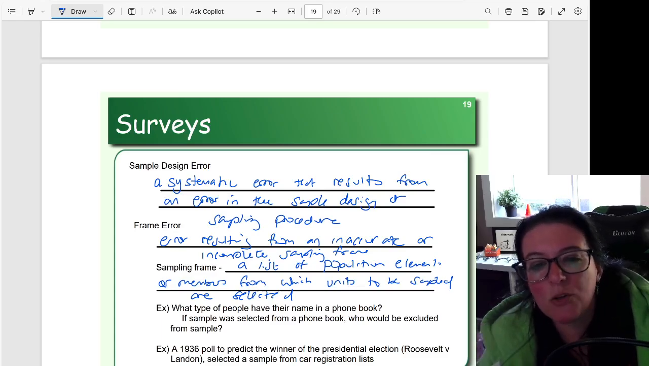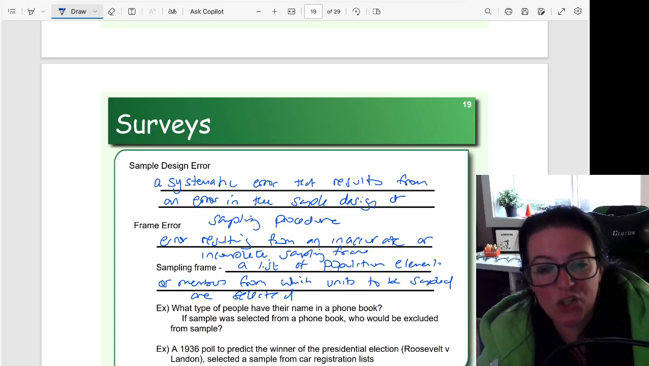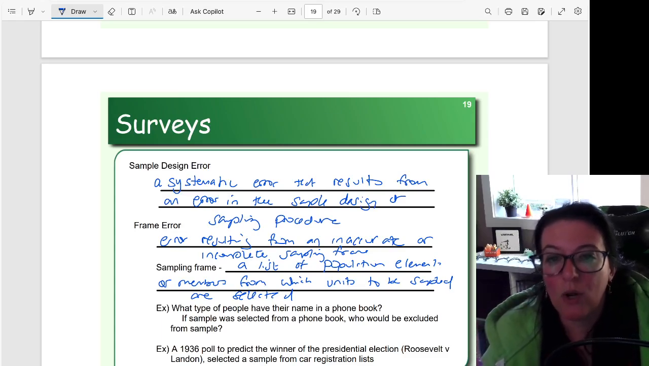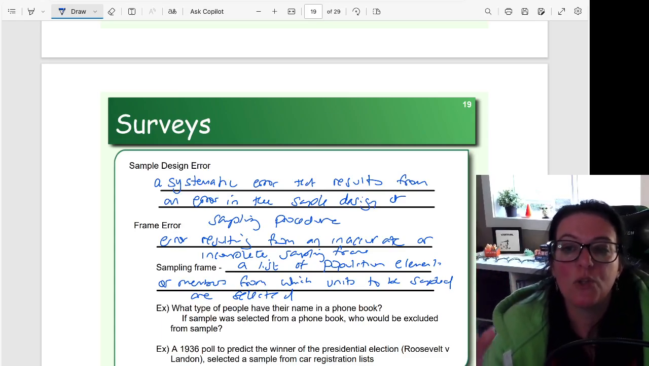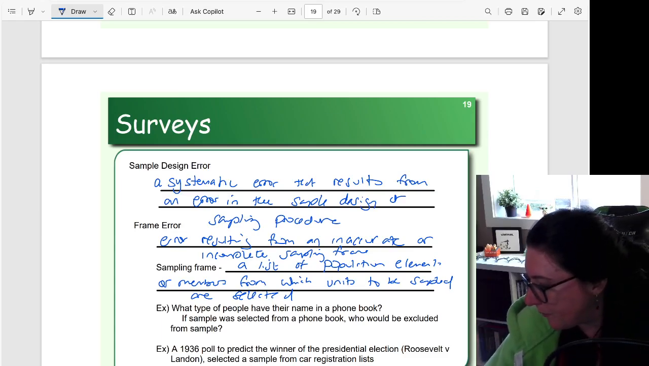So we need to make sure that our sampling frame is complete. We need to check our assumptions about that group that we are using to pull our participants from. Okay.